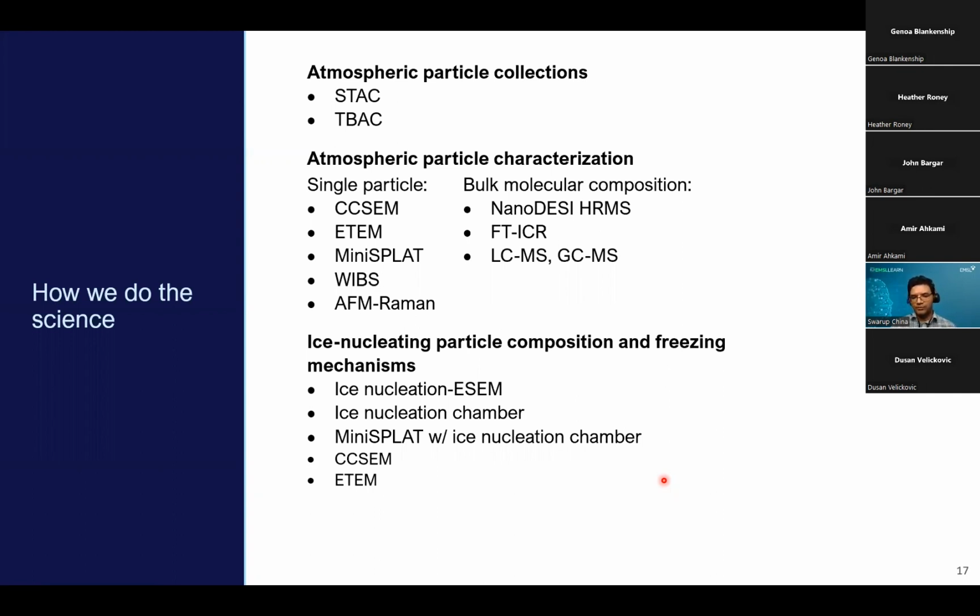The ice nucleation chamber that was mentioned is more like a continuous flow diffusion chamber where you get more particle statistics. The other one I want to mention is the MiniSPRAT, which you can integrate with the ice nucleation chamber. You can separate out the ice crystals with an impactor and then get them into a MiniSPRAT. So you can get the particles that nucleated, and you can also look at the overall particle population. So you can get an idea which particles nucleated and which did not.